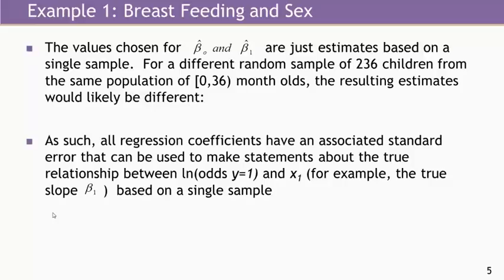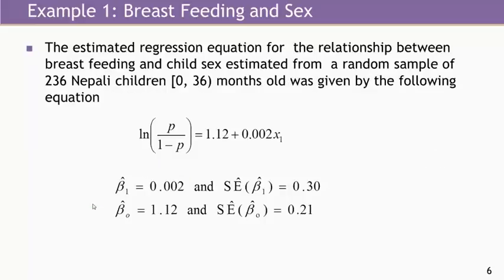And this can be used, coupled with our estimates, to make statements about the true relationship, for example, between the log odds of our outcome and x1. For example, the true underlying population slope. And we can do this based on the results from a single sample. So let's go and look at the estimated regression equation. This is the estimated regression equation for the relationship between breastfeeding and sex of a child, estimated from a random sample of 236 Nepali children less than 36 months old. And these are the numbers we just looked at.